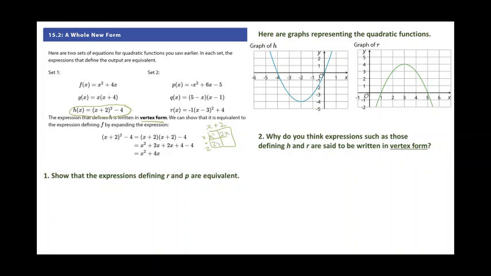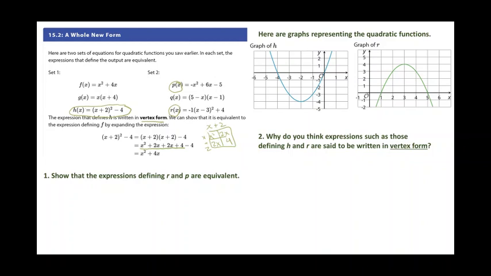X times 2 is 2x, and 2 times 2 is 4. So that gives us x squared plus 2x plus 2x plus 4. And then we still have this subtracting 4 happening at the end. When we combine like terms, the 2x plus 2x makes 4x, and the 4 minus 4 would be 0. So that means that x plus 2, that expression squared minus 4, is equal to x squared plus 4x. So it's equivalent. What we're going to do now is show that the expressions defining r and p are equivalent. So r is this one, and p is this one.